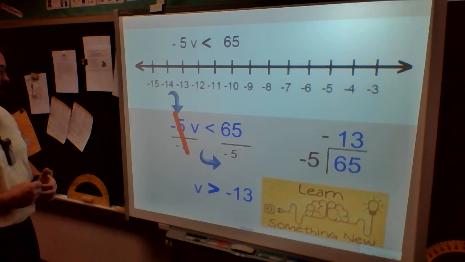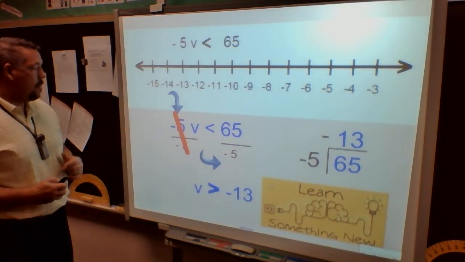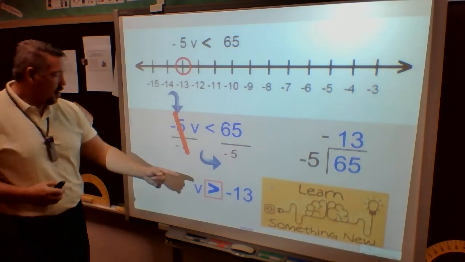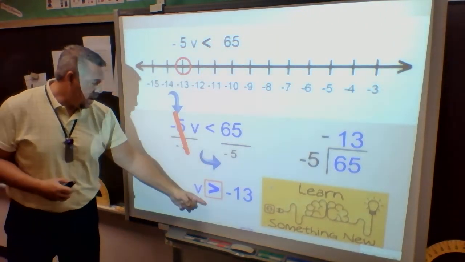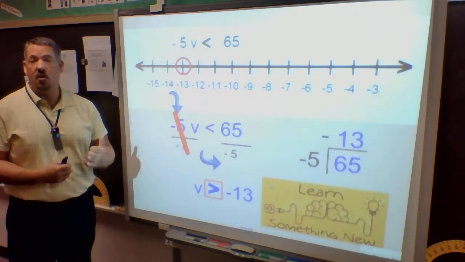I graph it. So I know that I'm talking about negative 13. Is that on my answer line? It is. So I know that I'm going to put 13, and it's not equal to, so I'm going to circle it. Then I decide which way I'm going to shade it.